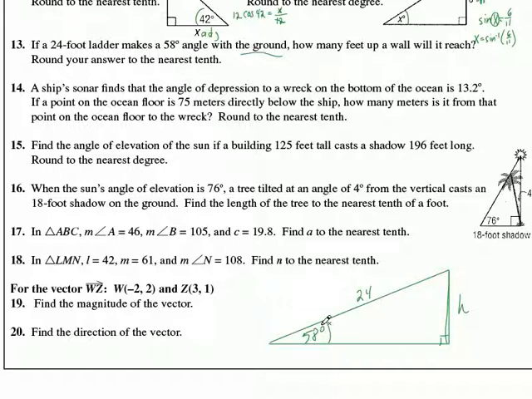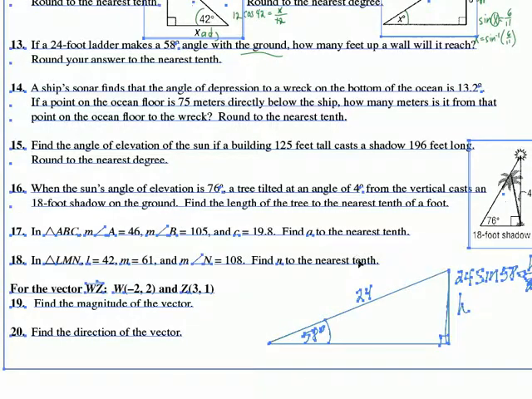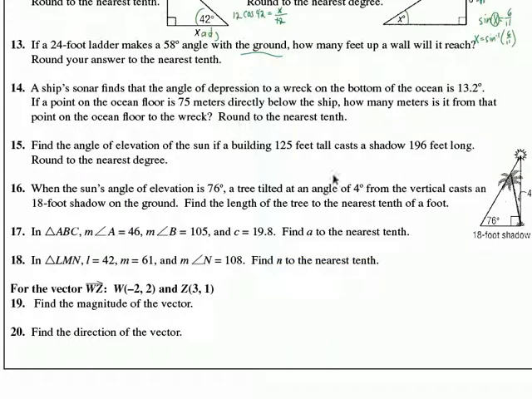Okay, so that's 58. This is opposite over hypotenuse, and so it's sine. So it's the sine of 58 equals h over 24, right? Multiply both sides by 24, and that's it. That's all you do for that. 24 sine 58, you got your answer. All right, let me get rid of that, just so I have some room to write on here.